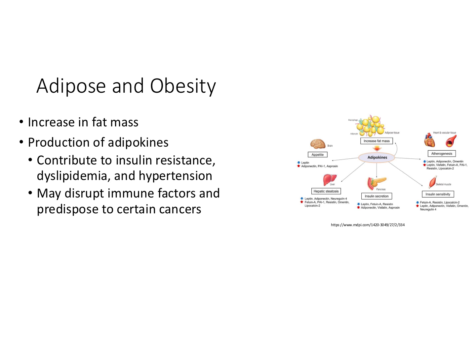So adipose and obesity, so there's an increase in fat mass, and then adipokines are substances that are produced that contribute to things like insulin resistance. So the cells are actually starving because insulin is not working as it's supposed to allow glucose into the cells. The body is less responsive to insulin. Dyslipidemia and hypertension. And these adipokines, so kind of like cytokines, but released from the adipose cells, can disrupt immune functions and predispose to certain cancers.